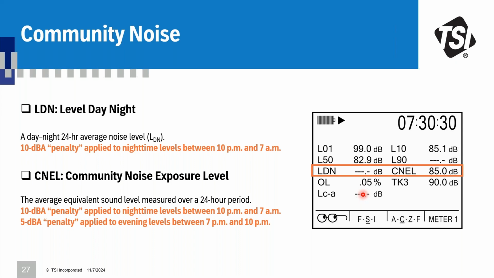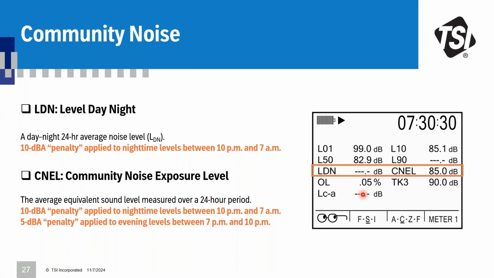So any noise, every 10 dBA, in between 10 p.m. to 7 a.m. gets penalized, versus on the CNEL, community noise exposure level, you have the same 10 dBA level, but also a 5 dBA penalty between 7 p.m. to 10 p.m. So you have an evening and nighttime type of scenario going on here versus a purely nighttime one on the LDN side of things, right?